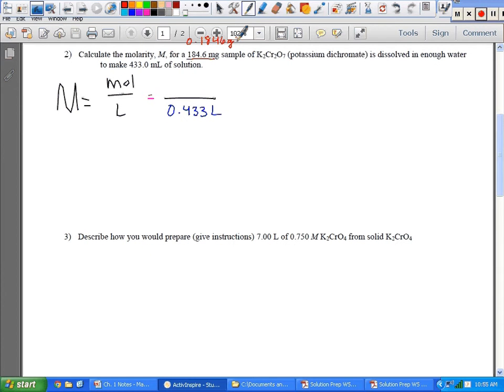Now, is that potassium dichromate something we can work with? The unit given. No, it is not something we can work with. So what do we have to do with it? Convert it to moles.